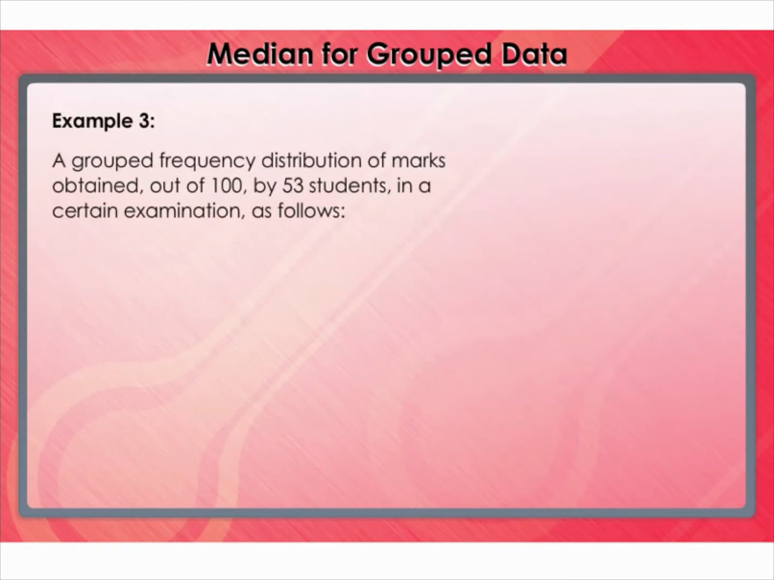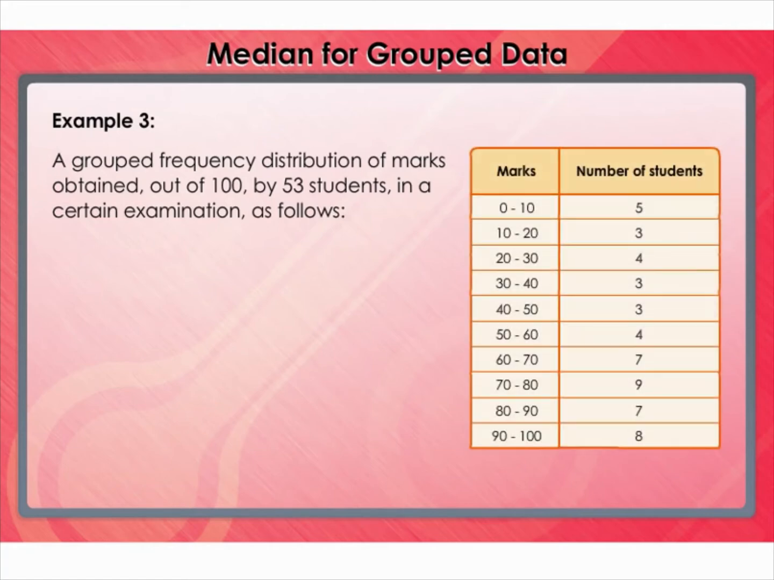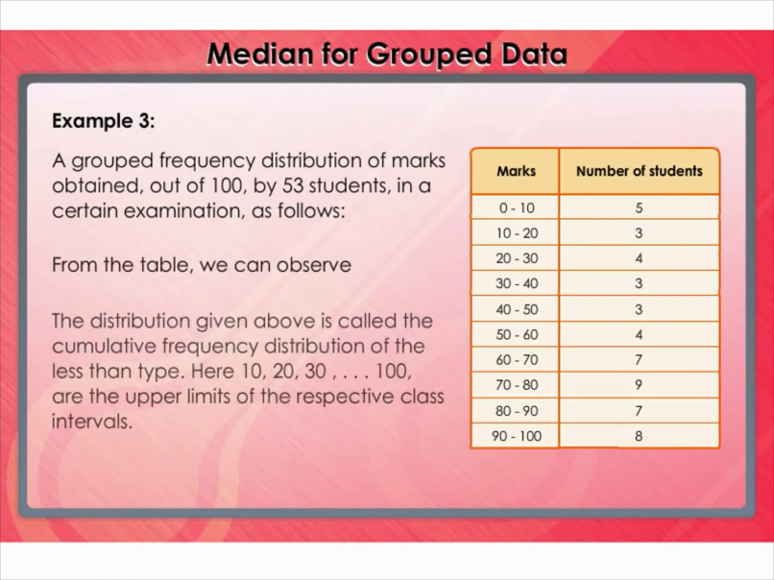A grouped frequency distribution of marks obtained out of 100 by 53 students in a certain examination is as follows. From the table, we can observe the distribution given above is called the cumulative frequency distribution of the less than type. Here, 10, 20, 30 and so on up to 100 are the upper limits of the respective class intervals.